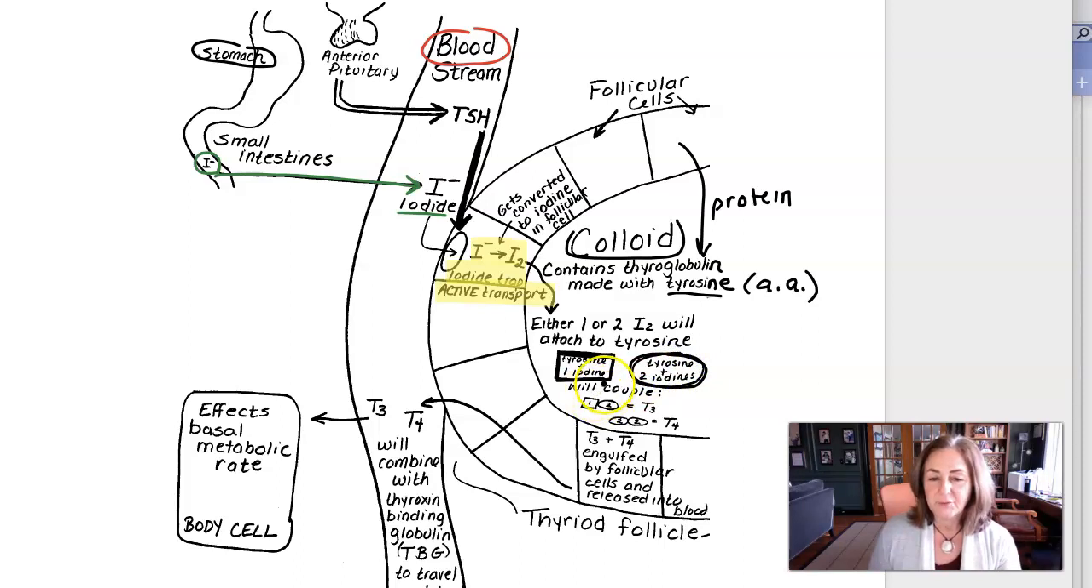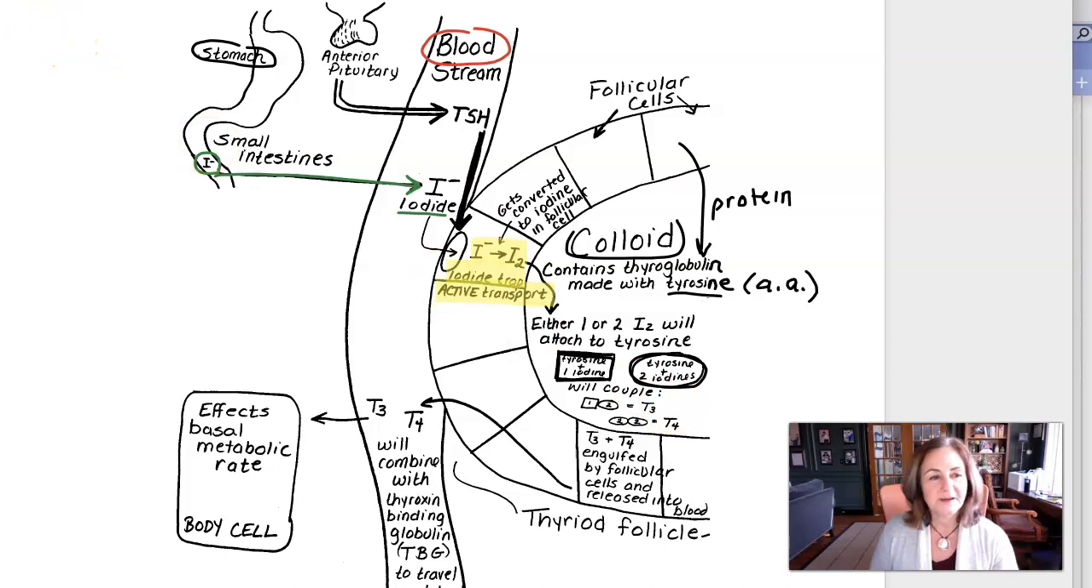And then these are building blocks within the colloid, and so those building blocks will then couple. So if the mono binds with a di, that would give us T3, the hormone T3. If a di binds with a di, that would give us the hormone T4. If a mono binds with a mono, that's just diiodotyrosine, and so that really, we're not concerned about that. So that's the way that T3 and T4 are produced.